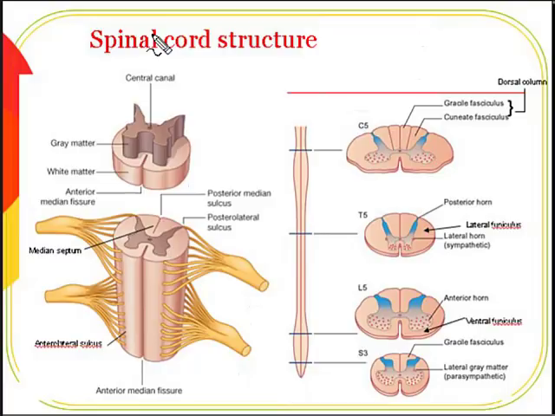Now this gray matter is again further divided. You can see it's got little projections. On the posterior aspect, this is known as the dorsal horn. That's called the dorsal horn. And on the anterior aspect, this portion is known as the ventral horn, or also known as anterior horn. So cells which are present here are known as anterior or ventral horn cells. Cells present here are known as dorsal horn cells.